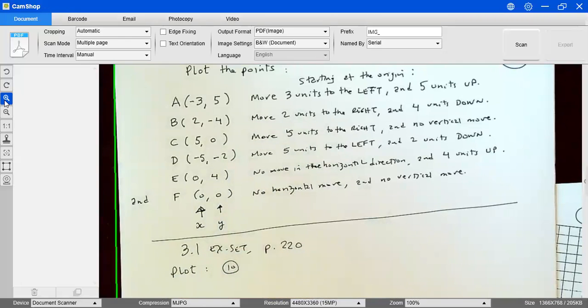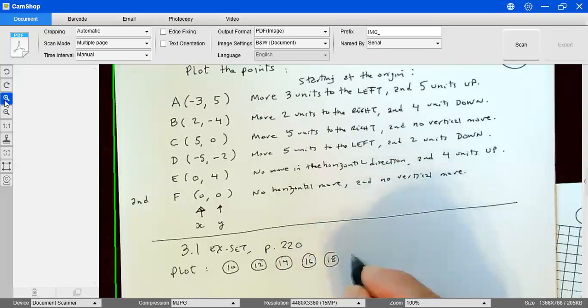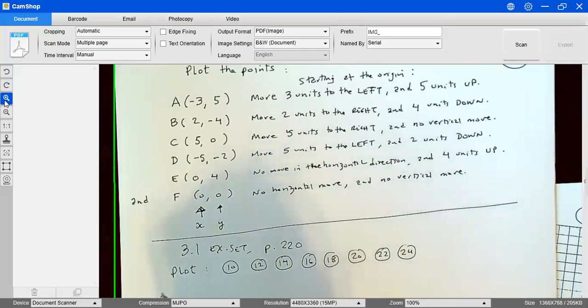So let me see the problems. Problem 10. Okay. We need to write the problems first. So it's 10, 12, 14, 16, 18, 20, 22, and 24.